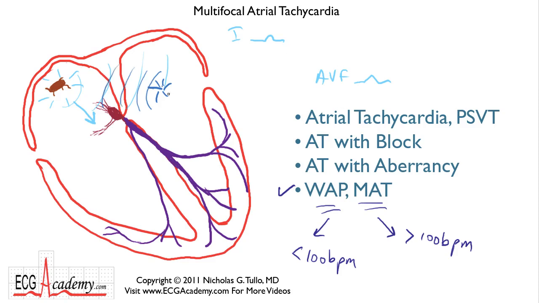Well, imagine if you have more than one spot that's causing APCs. Imagine if you had, let's say, 2. Well, if you count the sinus node as being a third site, you should see 3 different P waves. And that's what we look for in diagnosing either multifocal atrial tachycardia or wandering atrial pacemaker, a minimum of 3 different P wave morphologies.